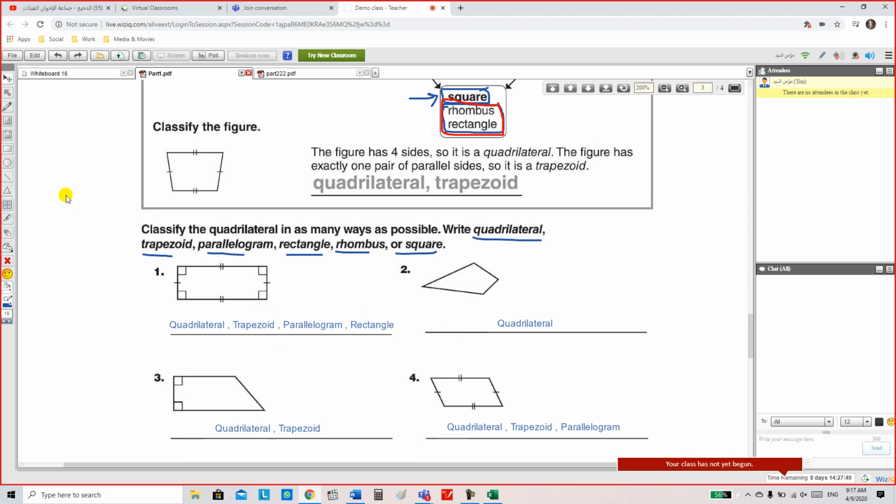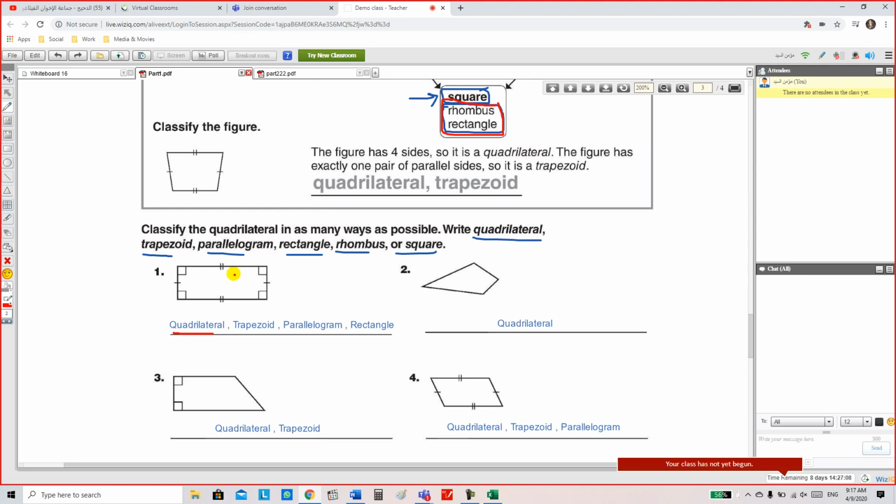We want to classify quadrilaterals in as many ways as possible. We are going to write, firstly, quadrilateral, trapezoid, parallelogram, rectangle, rhombus, or square in the same order. Okay, so first one, we have four sides. If you want to classify a quadrilateral, you have to count the number of sides first. So we have four sides here, so you have to write quadrilateral first.